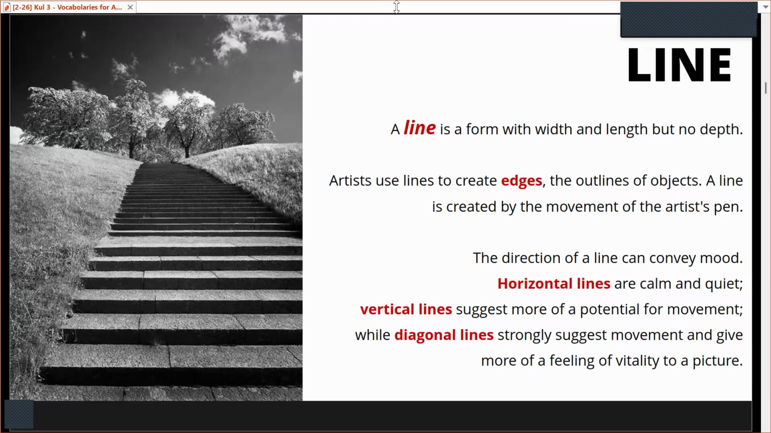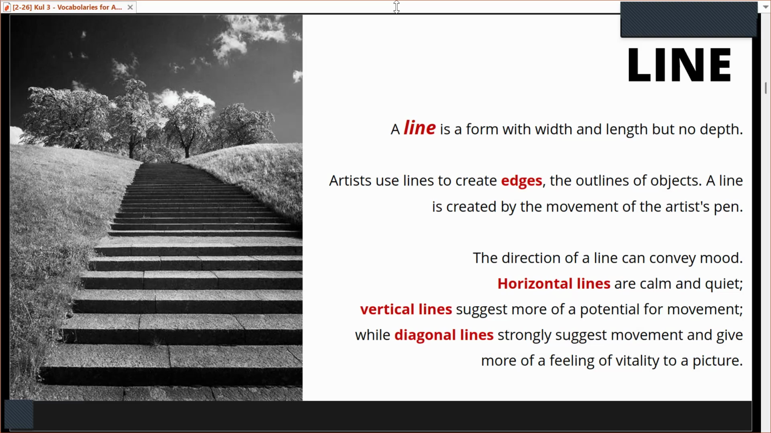Okay, line. After point, we talk about lines. Of course, we know lines, and they appear in so many architectural elements. A line is a form with width and length but no depth. Artists use line to create edge, the outline of an object. A line is created by the movement of the artist's pen.